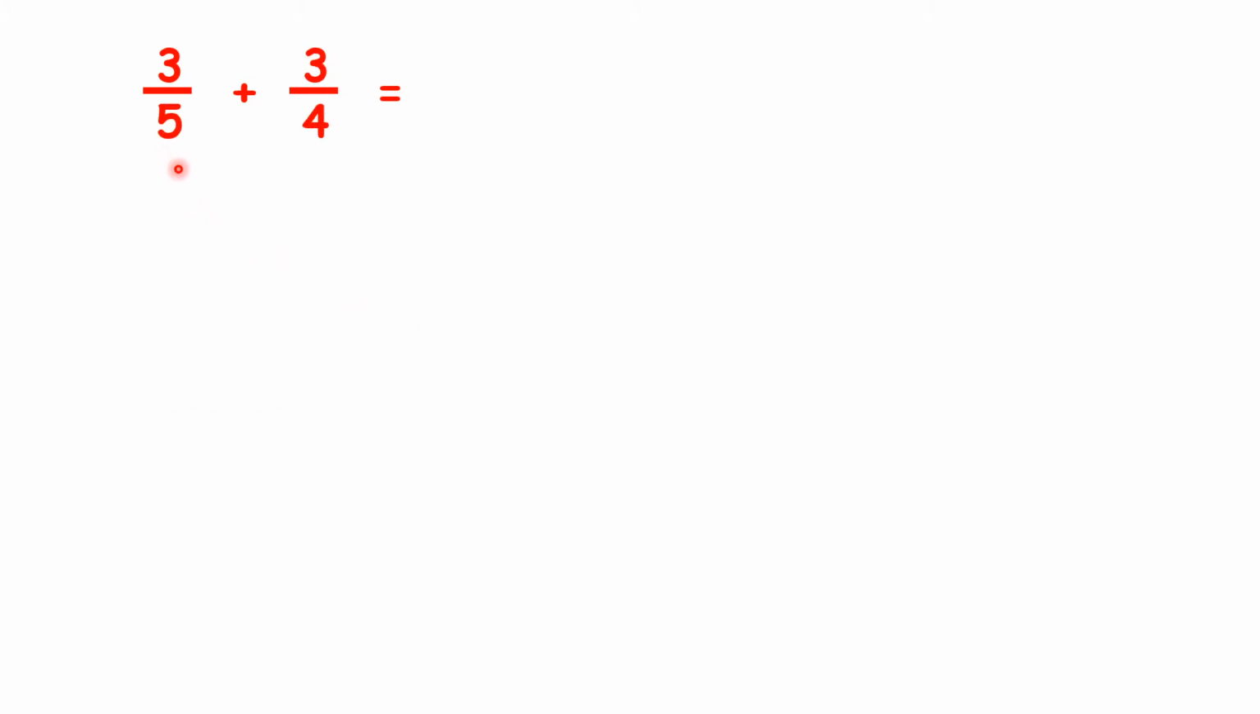Now this one's a bit more difficult. We need to add 3/5 and 3/4, but we can't change quarters into fifths. 5 isn't a multiple of 4. So when one denominator is not a multiple of another, you need to change both fractions. So we need a number for our denominator, which is in both the 4 and 5 times table.